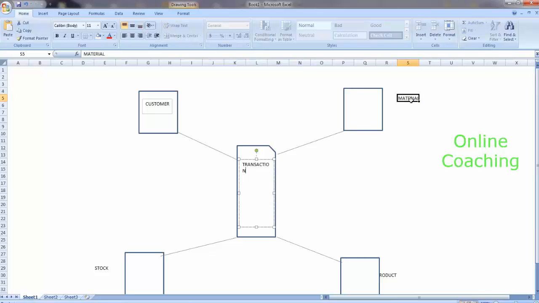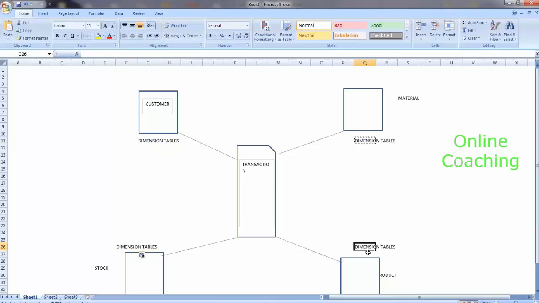So what I'm doing here is dividing the data. I'm dividing the master data into different folders or different tables. We call this a dimension table. All are dimension tables only. This is also a dimension table, this is also a dimension table, this is also a dimension table. We call this a fact table. A fact table always contains transaction data. A dimension table always contains master data.